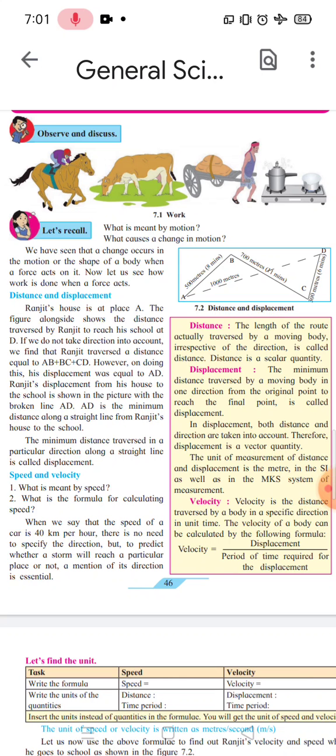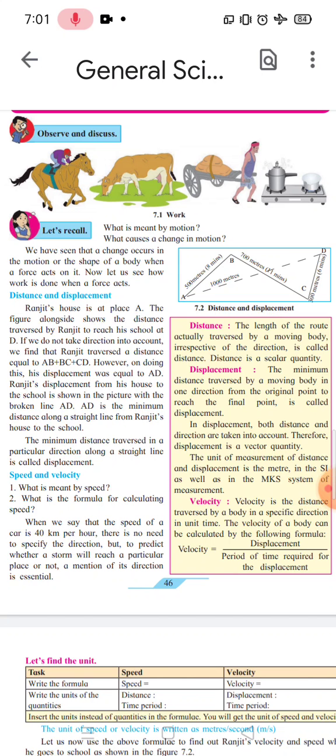Let's study what is meant by motion. What causes change in motion? The simple answer is there. Motion means movement. Movement is called motion. Last year we studied that change occurs in the motion of a body when force acts on it. Change occurs in the shape of a body when force acts on it. Let's study how work is done. Before that we will study a subtopic, that is distance and displacement.